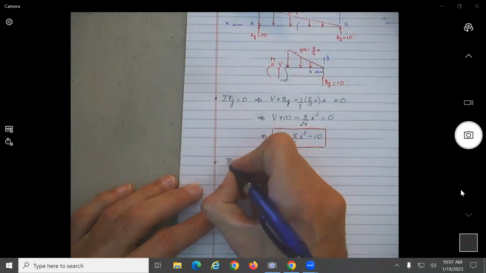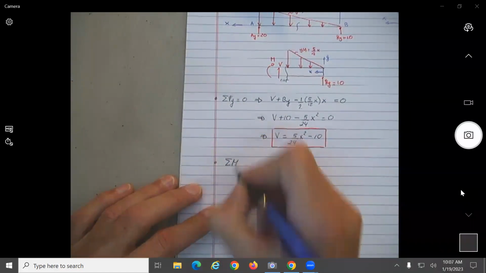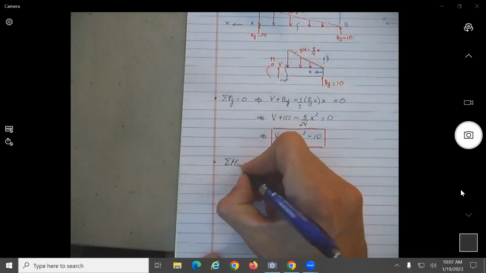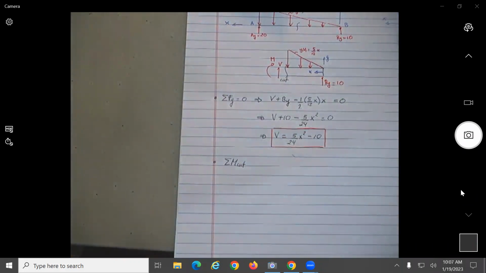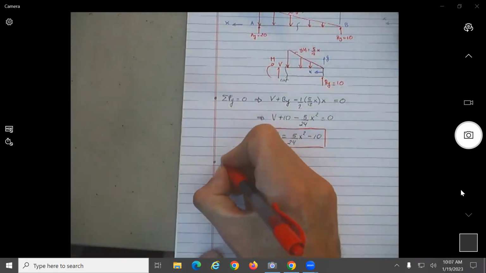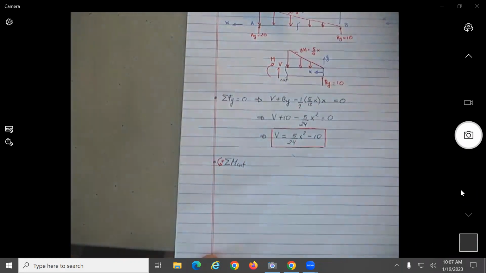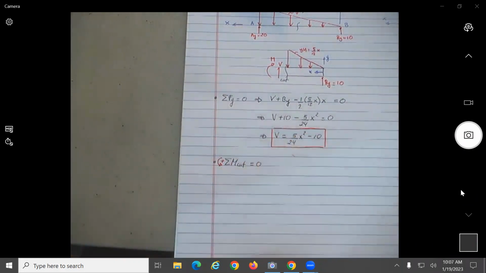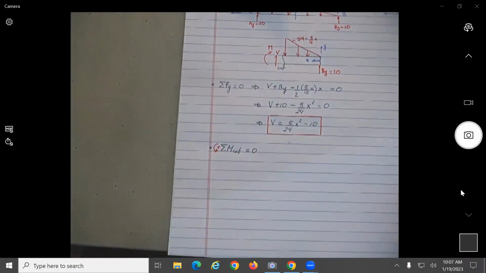All right, so now in order to find the moment, what do we need to do? We need to take the moment about which point? That one never changes. Did that 2 days ago. Always about the cut. Okay, and we specify here again, counterclockwise positive. So equal to 0.